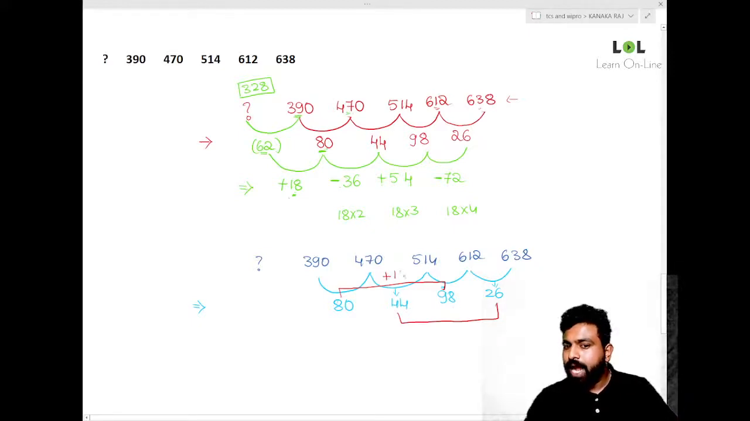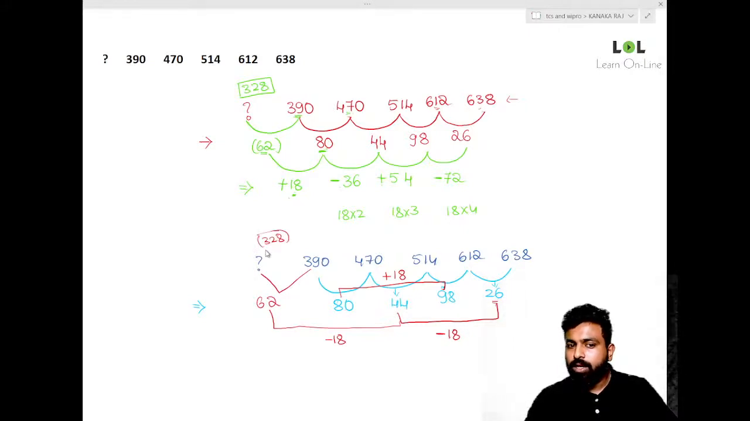80 plus 18 gives you 98. 44 and 26, look at this. 44 minus 18 will give you 26. So what should be your next number here? The next number here should be 44. So some number minus 18 is 44, so 44 plus 18, that is 62. If you get 62 over here, you can directly get the answer as 328. Got it, everyone?